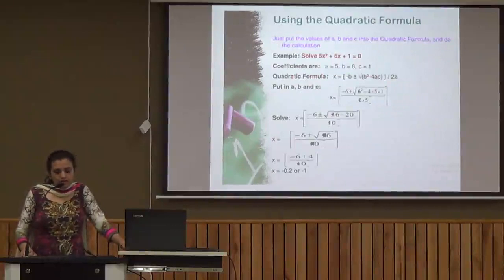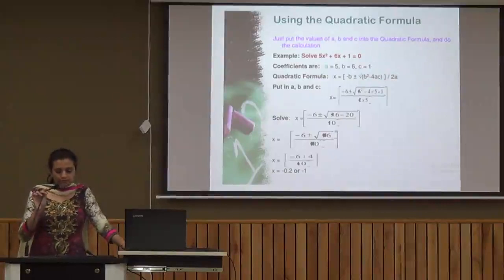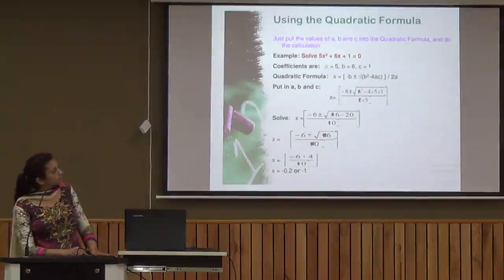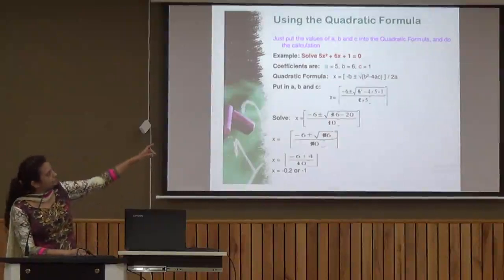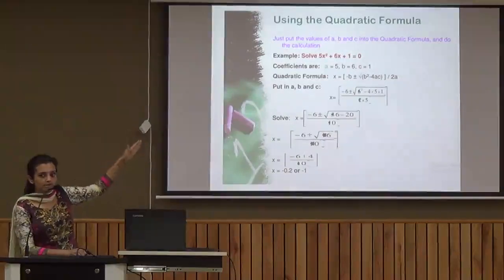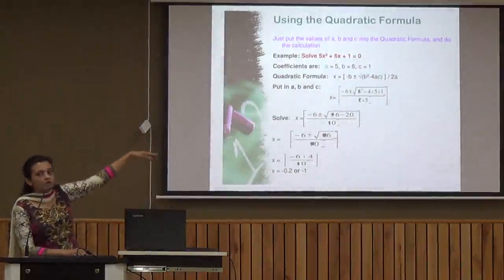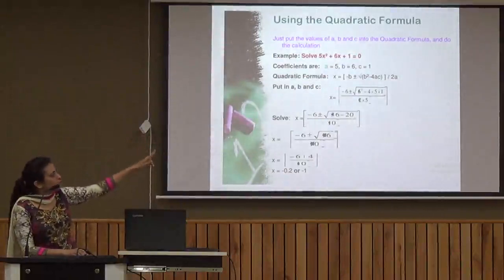How do we use the quadratic formula? Just look at this example. Solve 5x squared plus 6x plus 1. Now what you're going to do here is look at the coefficients. A is 5, B is 6, C is 1, and it is already in standard form. Let's put these values of A, B and C in the quadratic formula. It's going to be minus B plus minus root B square minus 4AC upon 2A. What is B? 6. So minus 6 plus minus root of B square, 6 square, minus 4 times A. What is A? 5. What is C? 1. So 4 into 5 into 1 upon 2A, which is 2 into 5.